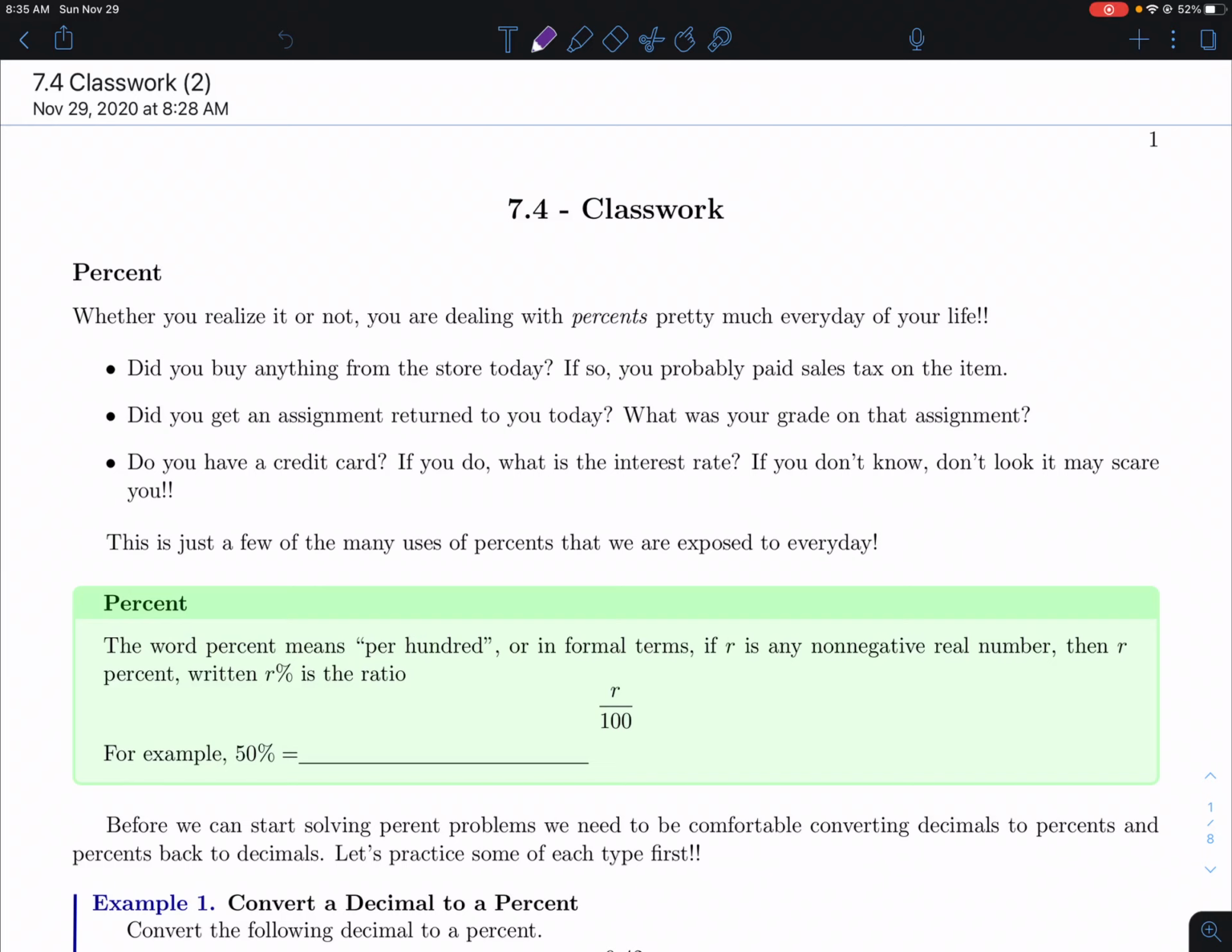Right, well, hope everybody did a good job with the ratios and stuff. So in this case, what we want to do is move on to percents. Percents are important because they come up every day. Pretty much can't do something throughout the day where a percent isn't involved.